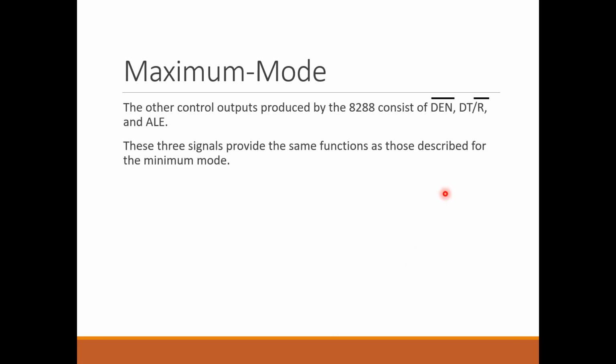And there are three other pins which are provided by the 8288 device, which are data enable, data transmit and receive, and the ALE, which all perform the same functions as we were talking about in the minimum mode operation of the 8086 microprocessor.